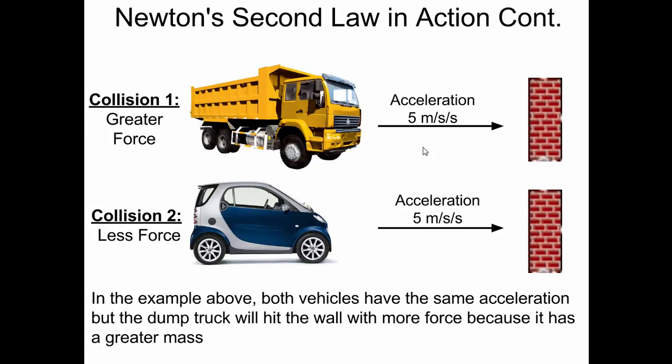Now, we've got our dump truck and we have our smart car. Both of them are going to be using the same acceleration, so 5 meters per second squared. But our masses are greatly different. Our dump truck has significantly more mass than our smart car. So traveling at the same acceleration, the dump truck is going to hit the wall with a greater amount of force and do more damage than the smart car, because the smart car has less mass. So it's going to hit the wall with less force.